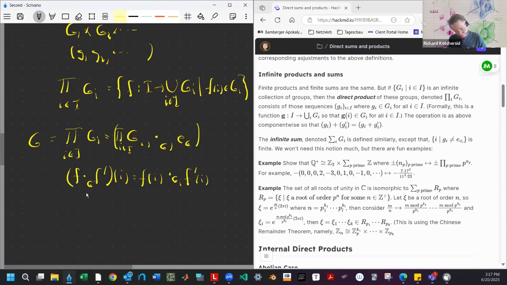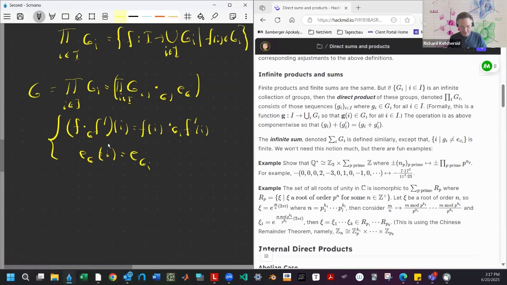And then e_G is just going to be the function such that e_G at i is e_{G_i}. So it's really exactly the same definition as before, just boosted up to the infinite case. So that's an infinite product.